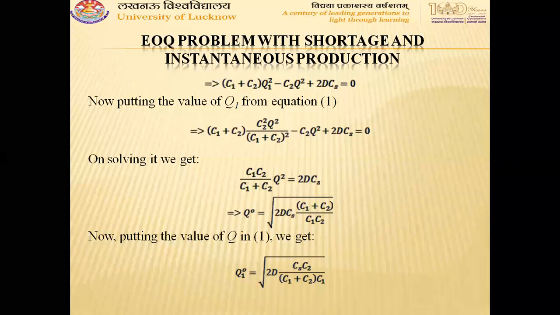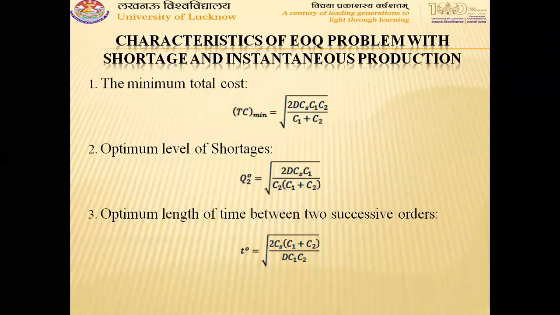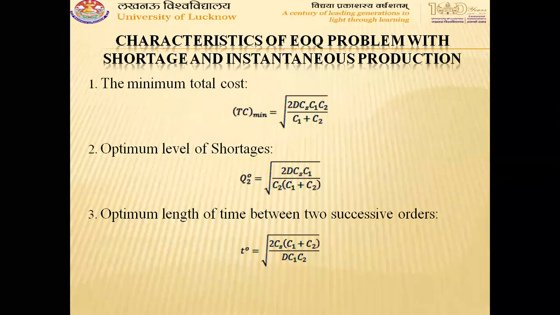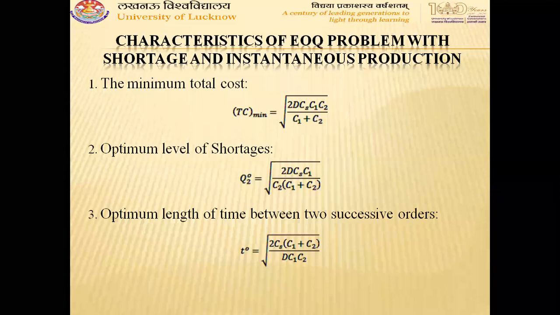And if we put the value of Q in equation 1, then the optimum inventory level will be obtained as root of 2 DCS C2 divided by C1 plus C2 upon C1. Again, the characteristics of this problem: total cost, putting in the formula TC is equal to FQ plus GQ plus HQ, we will obtain that the minimum total cost is equal to root of 2 DCS C1 C2 upon C1 plus C2.